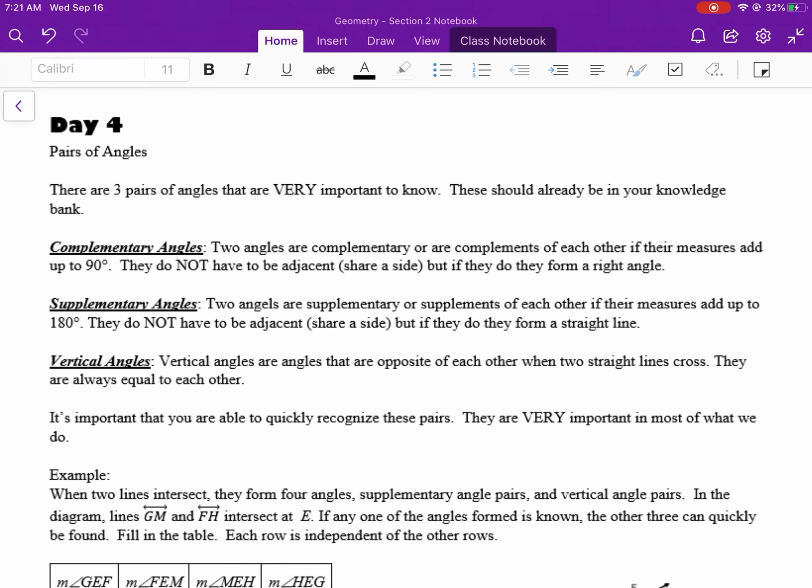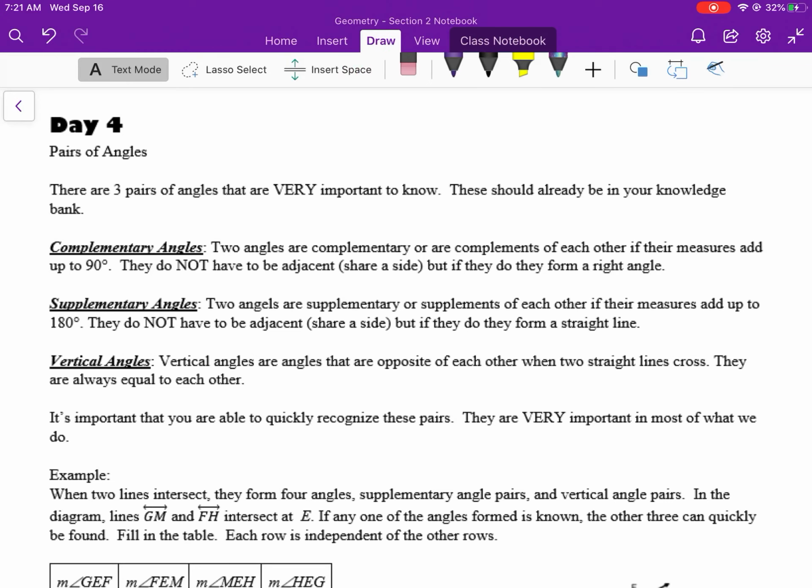All right, so yesterday we talked about angles a little bit, where we talked about acute angles or obtuse angles, and those are all things that you know. But more importantly with angles are the pairs of angles. So this is really, really, really important to know. And all of these you should know. Pretty sure you learned them back in 7th grade.